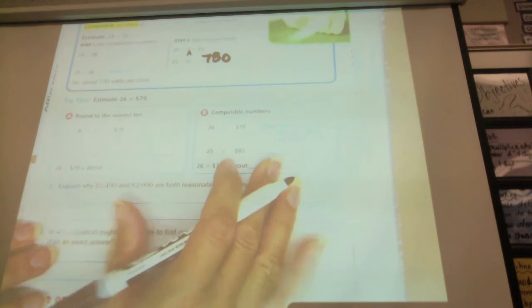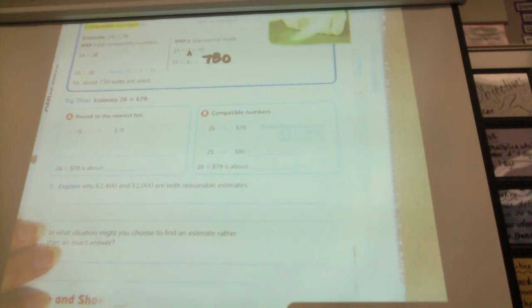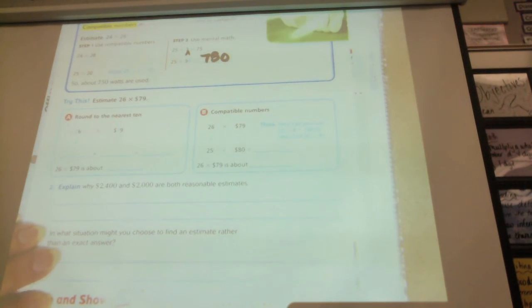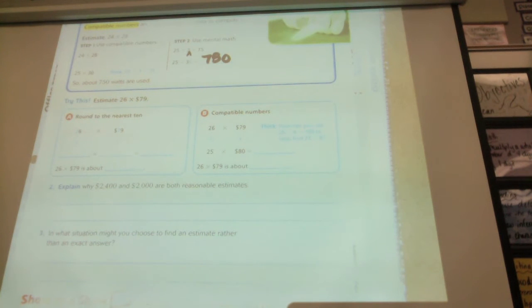Let's look at, that's what we're saying compatible, I call it friendly. Compatible numbers. So sometimes you can round, don't forget, sometimes you can round to a number that's going to be easier to multiply by. If I was going to do that in my head, that's exactly what I would have done. 25 times 30. Because I can do that in my head and know that it's 750.